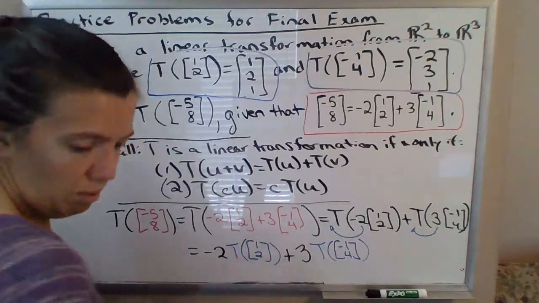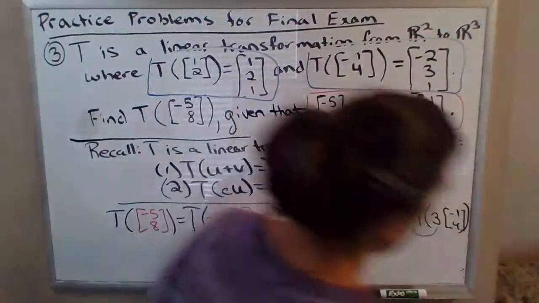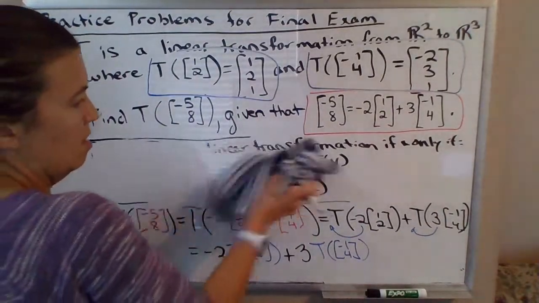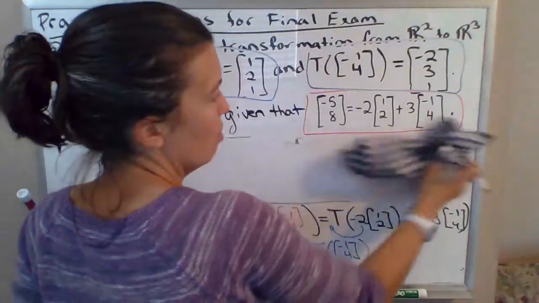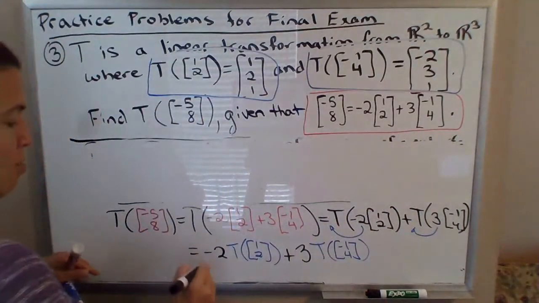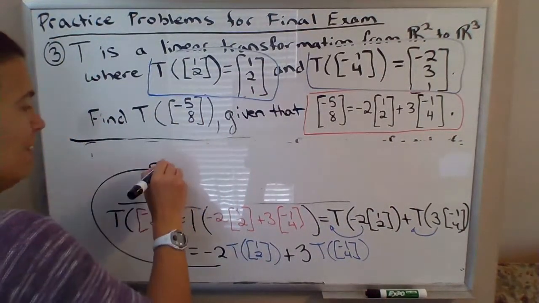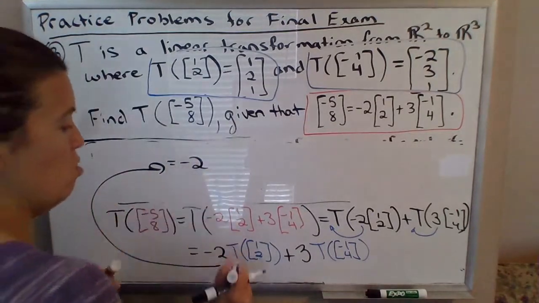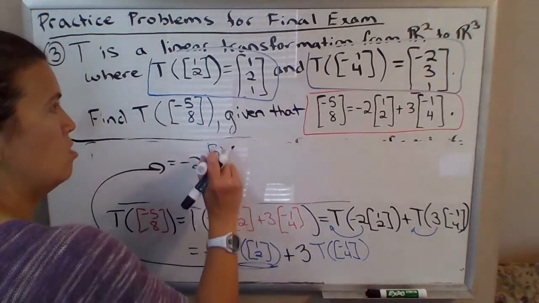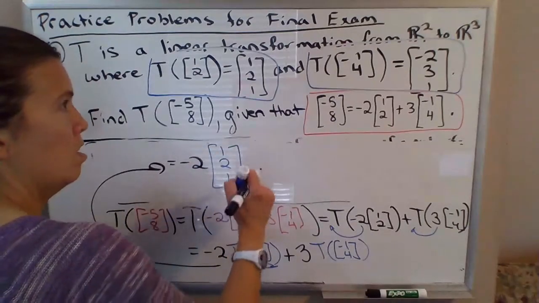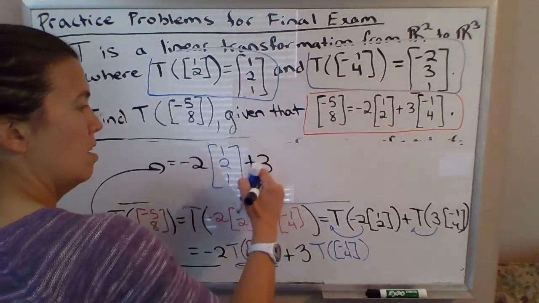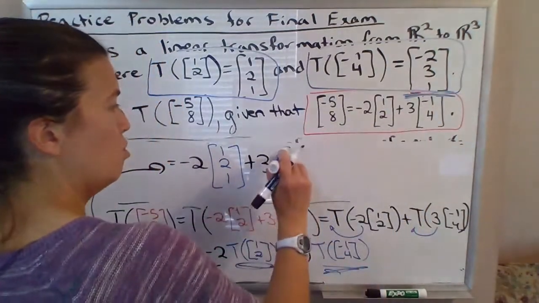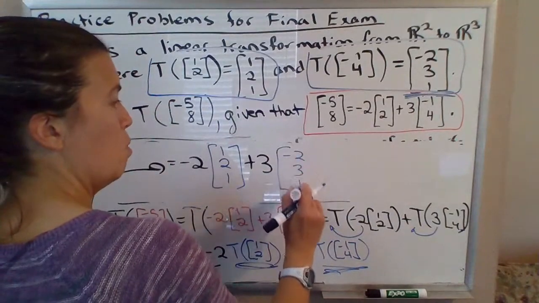I'm going to position this as best I can, which is going to be in the middle of the board here. You may see what the final answer is here, so maybe nobody's watching this video at this point, but I'll finish it out. So this is negative 2 times T of 1, 2, which is 1, 2, 1, plus 3 times T of negative 1, 4, which is negative 2, 3, 1.